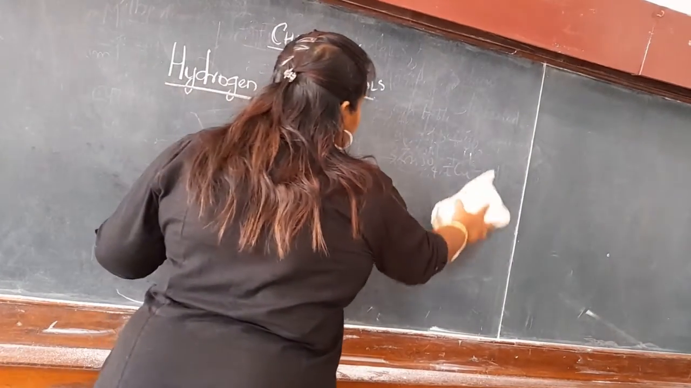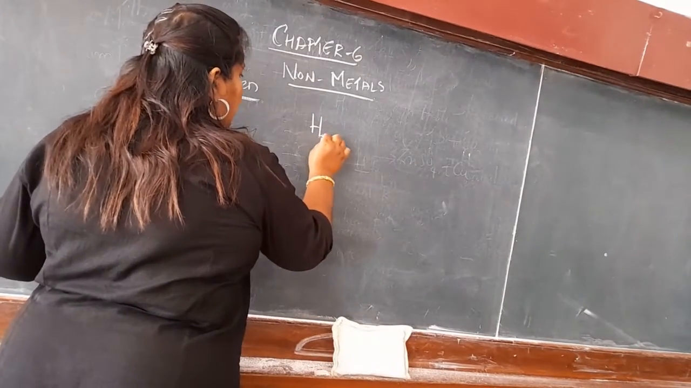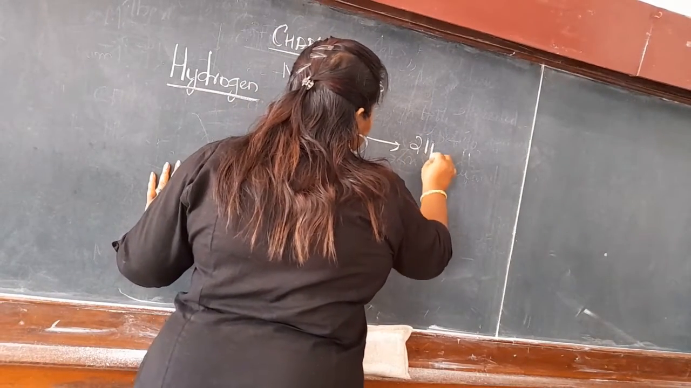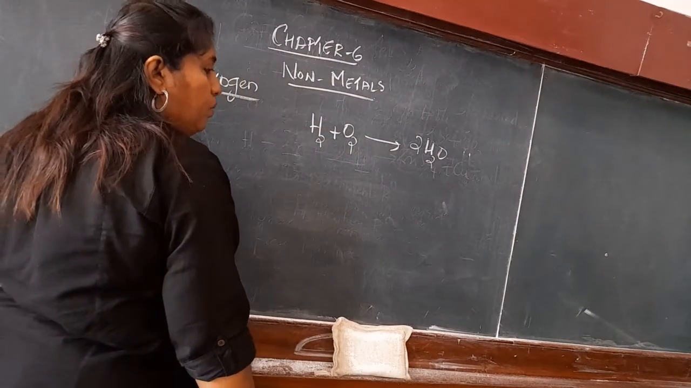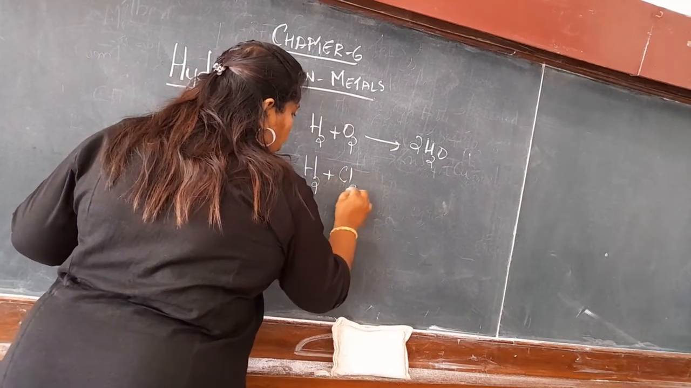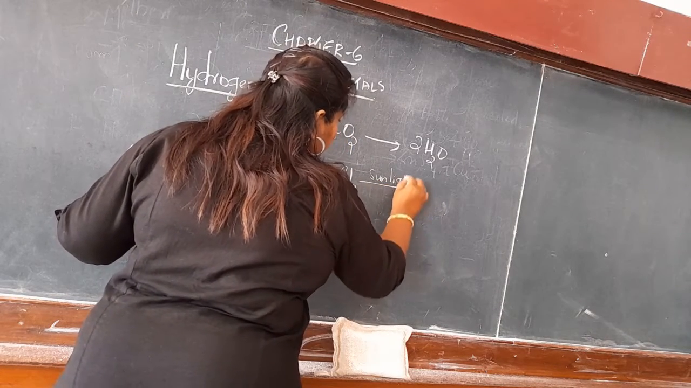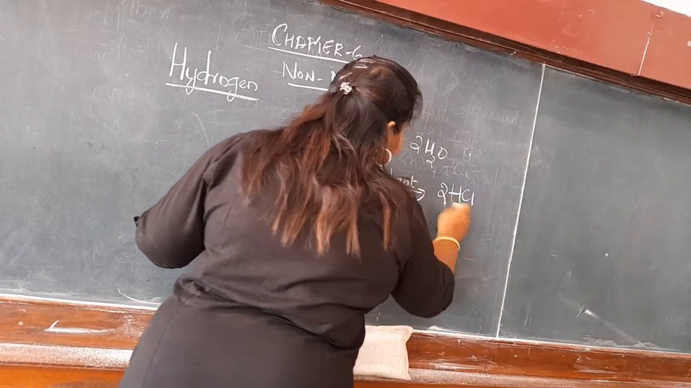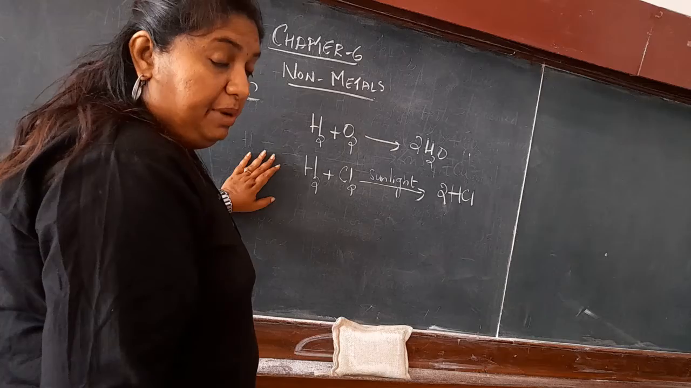Now, hydrogen has a variety of uses. Hydrogen reacts with oxygen to form water. We all know that hydrogen reacts with oxygen to form water. Similarly, hydrogen reacts with chlorine in the presence of sunlight to form hydrogen chloride. Okay, these are some of the reactions that can be done by hydrogen.